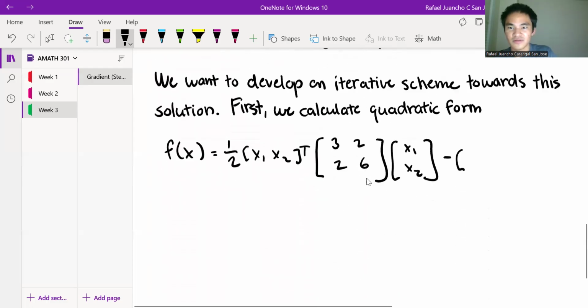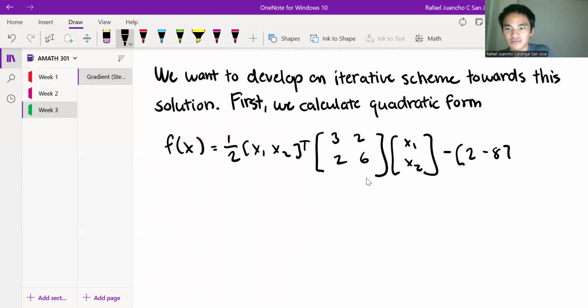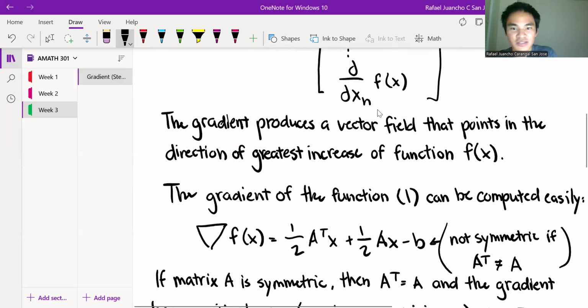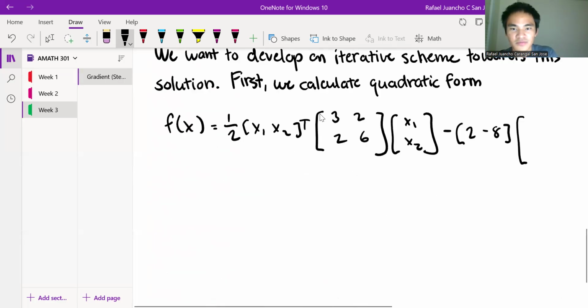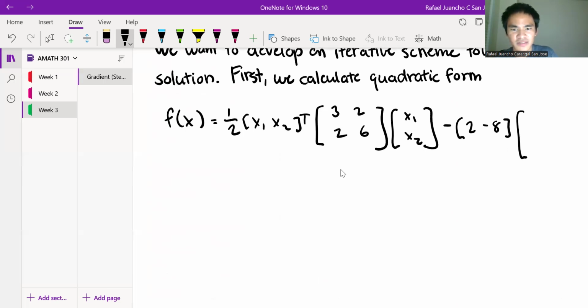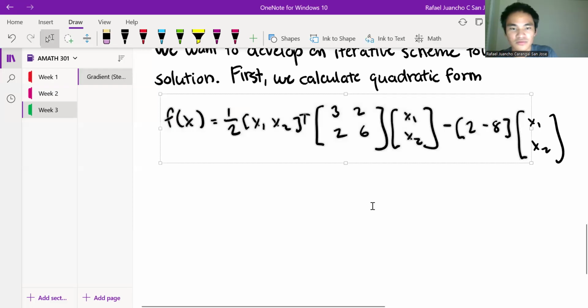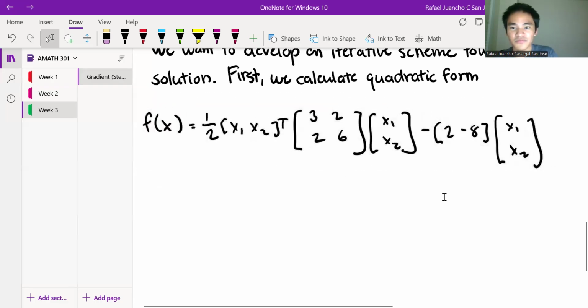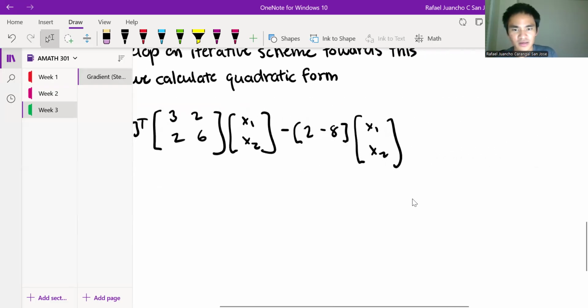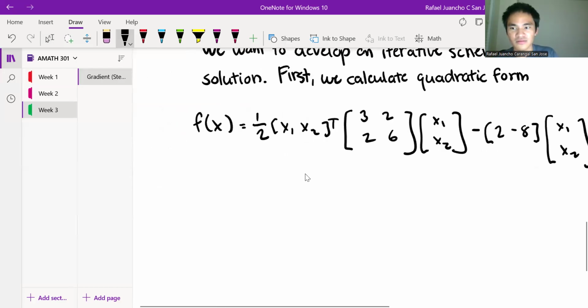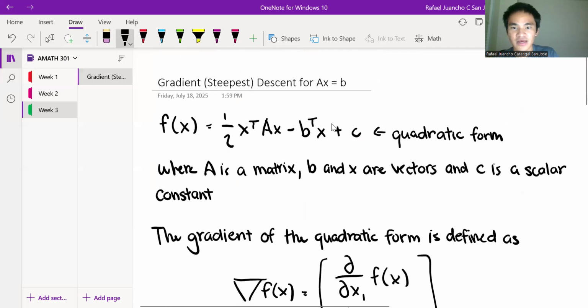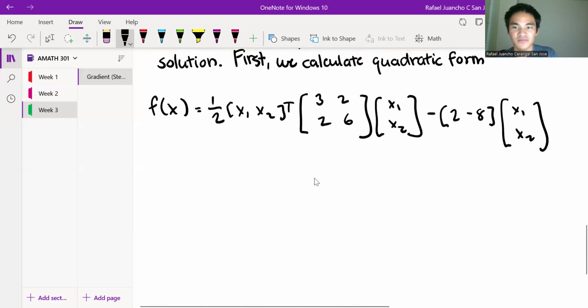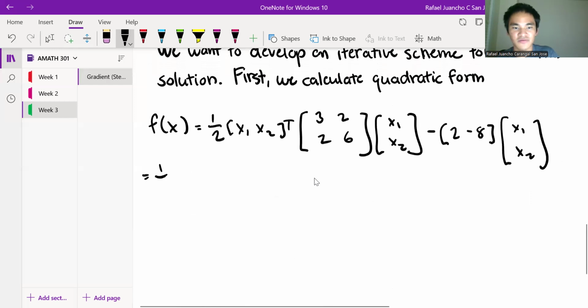That's why it's a row vector, times my x. So my x is again a column vector in this case, x1, x2. Okay, this is long. Let me continue. Because my scalar c is just 0, so I don't need that. So this is just effectively 1/2.